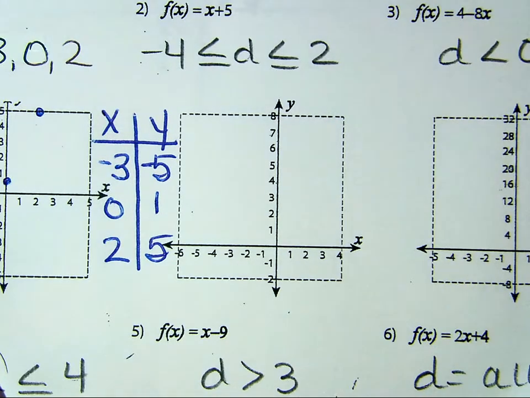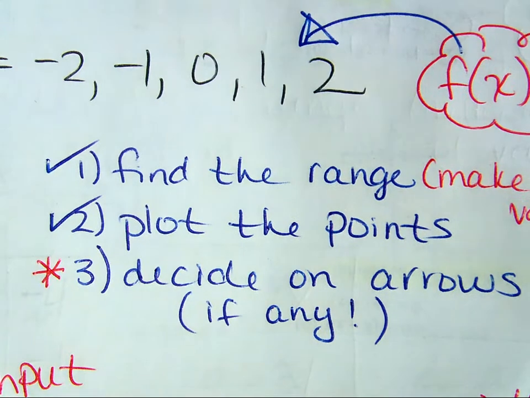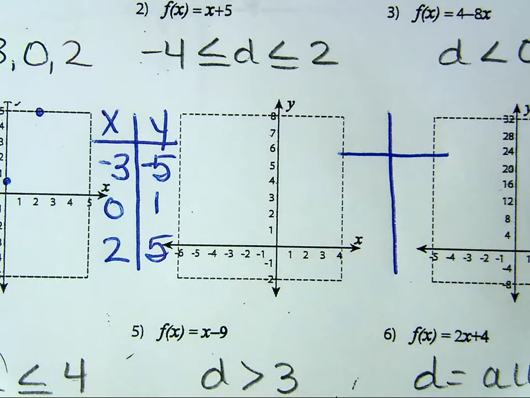So let's make our T-chart. We're doing the same 3-step process. Find the range, plot the points. What do I do next? So now, are you ready? This is actually make or break right here, what I'm about to show you.